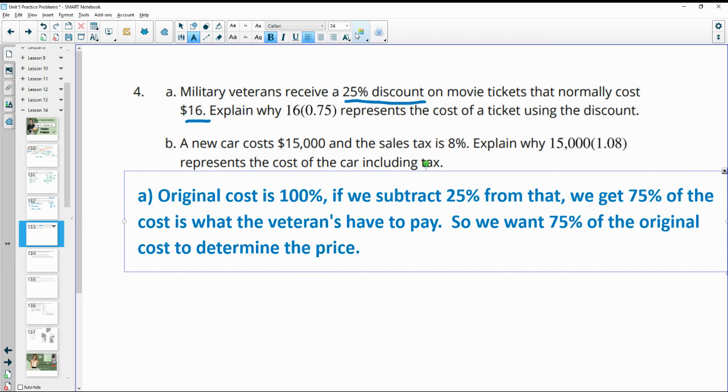So that's, I think, one way. You could just think about how much do we have to pay. If we're getting rid of 25%, then that means that we're paying 75%.